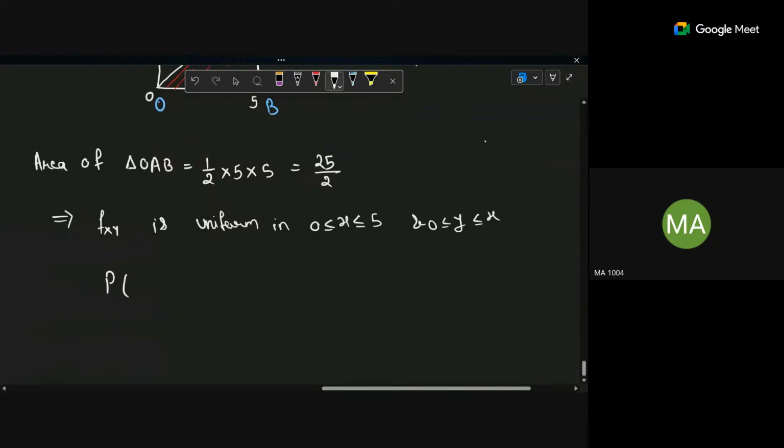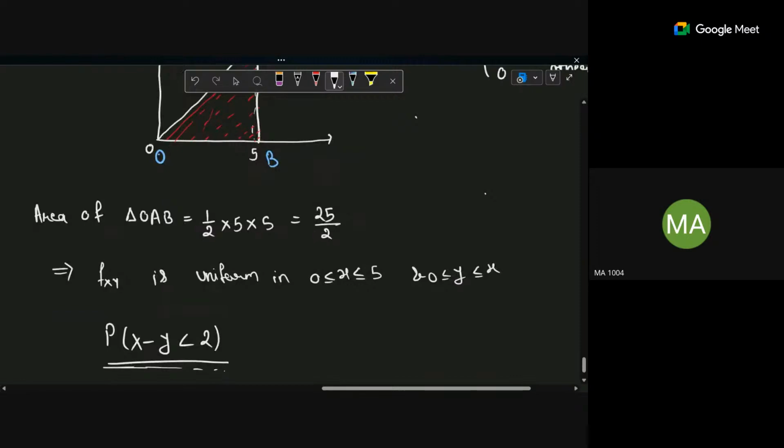The probability that your subtraction x minus y should be strictly less than 2, right? You want to get this answer, right? Yes, ma'am. For this, you have to go with the figure only. So let's take what is the region where your x minus y will be less than 2.